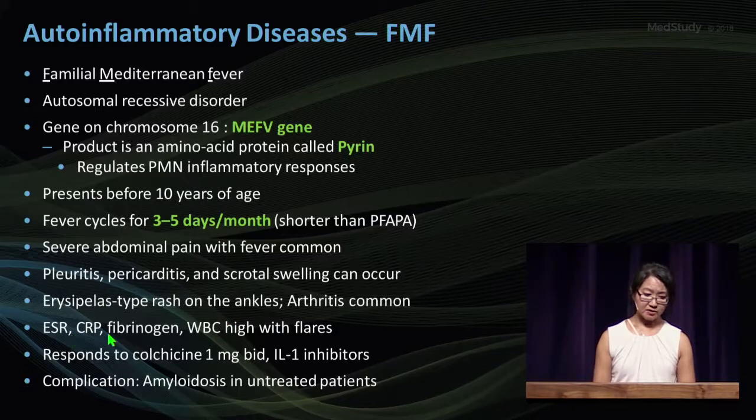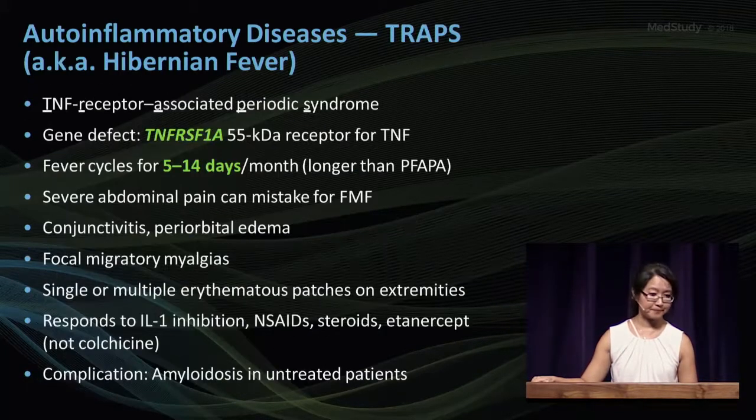When you check their labs, their CRP will be high, the white blood cell count will be high with flares, and they'll respond to colchicine. Really dramatic response, milligrams twice a day, or IL-1 inhibitors. The complication here is that these patients will develop amyloidosis. If not treated, they can die in their 20s and 30s.